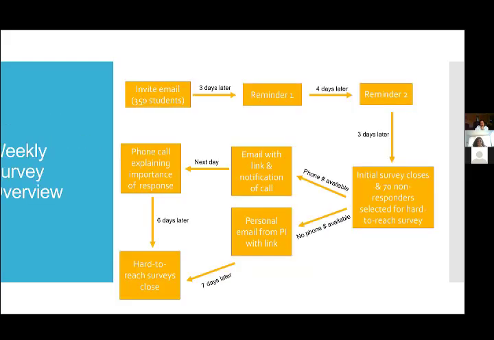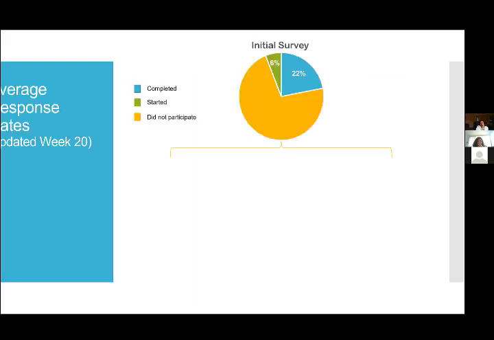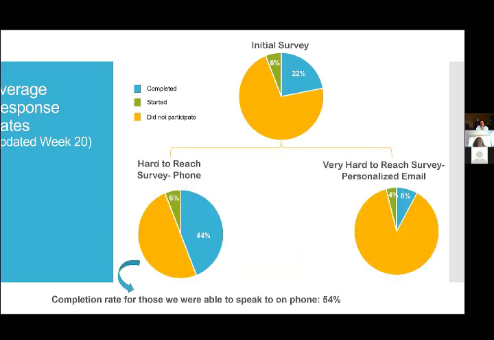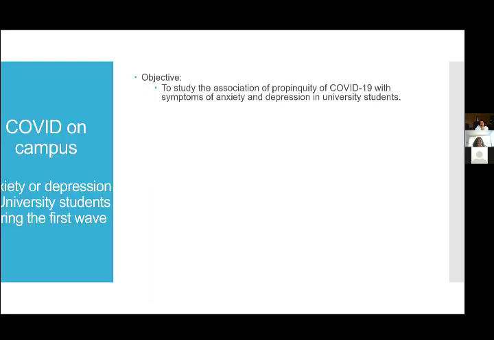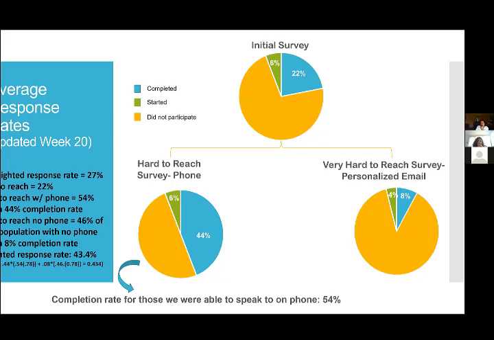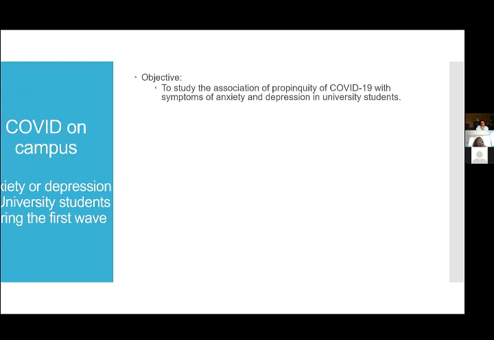And as I said, we've had a very good response rate with that strategy. More than 50% of the people who we actually reach on the phone complete the survey. The overall weighted response rate based on this sampling strategy is about 40%, which is unheard of in this type of studies. So it was a very effective outreach method.